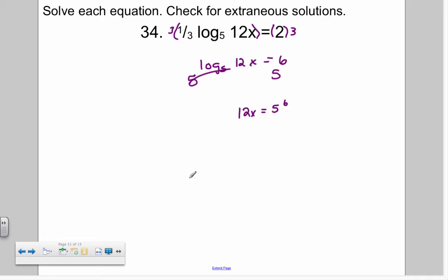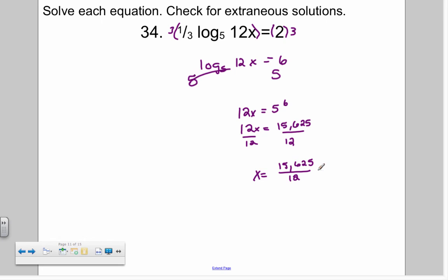Well, I can go ahead and calculate 5 to the 6th power on my calculator, and that is 12x equals 15,625. I can then divide by 12, and I'll just leave that as a fraction. X equals 15,625 divided by 12.